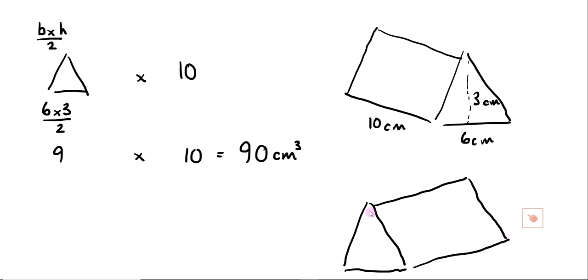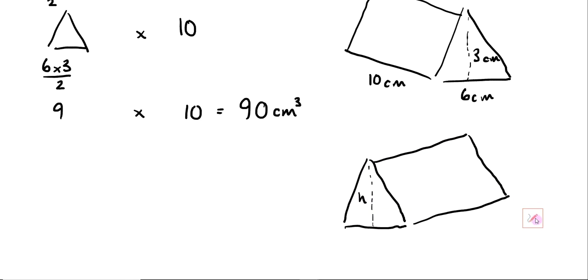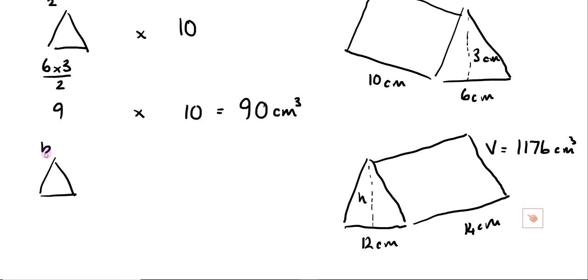So for the next one, yeah. Well, we do, again, like you did for your homework, you have to put in what you know first. So we're given that information and we are told that the volume is 1176 centimetres cubed. So we know from up here that the area of the triangle, which is base times height divided by 2, times by 14 has to equal 1176 centimetres cubed. Okay?